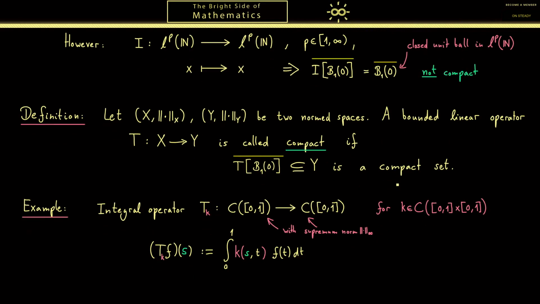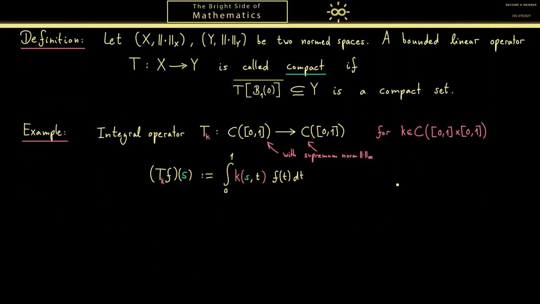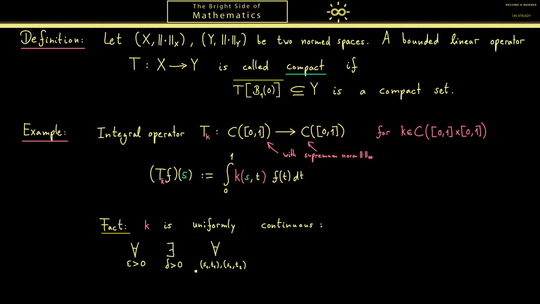Okay, then let's check if T_k is indeed a compact operator. An important fact we will need here is that the function k is defined on a compact set, so it's not just continuous, it's uniformly continuous. To refresh your memory, let's write down what this exactly means. For all epsilon greater than 0, there exists a delta greater than 0, such that for all points we put in, and now we need two variables, and for them it should hold if the distance is less than delta, the distance of the images should be less than epsilon.